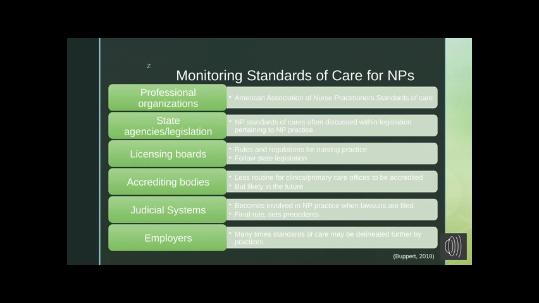Judicial systems come into play in the standards of care of a nurse practitioner when a lawsuit is activated. Guilt of negligence can be determined by the judicial system. The judicial system uses an interpretation of the standard of care and may utilize expert witnesses to determine if practice guidelines were being met. The judicial system is helpful in setting precedents for future similar events.